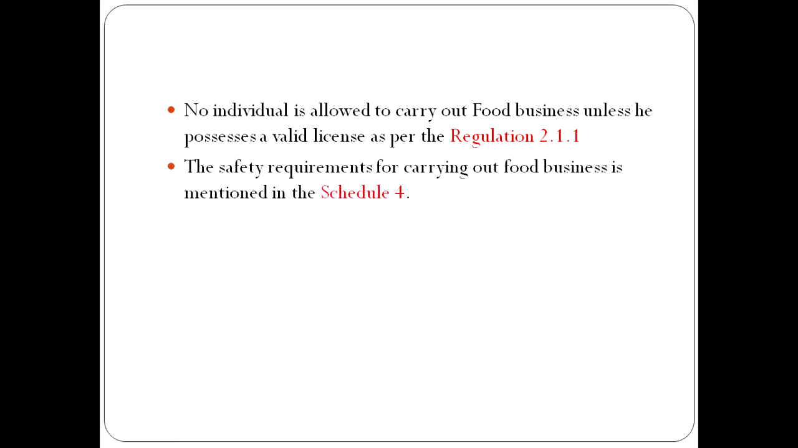Please remember the regulation, it's 2.1.1. Okay. Then the safety requirements for carrying out food business are mentioned in schedule 4. We have seen that already. Then other things are also there, like schedule 1, schedule 2, schedule 3. As I mentioned in the first slide, schedule 1 comes under the purview of the Central Licensing Authority, schedule 2 has the rules for the application, and schedule 3 deals with the renewal of the license. Please look into these schedules. These schedules are very much important.